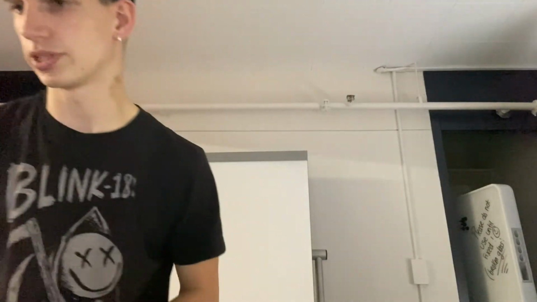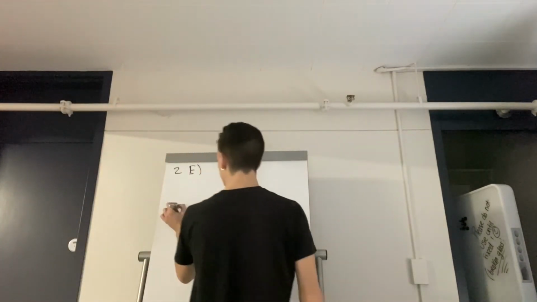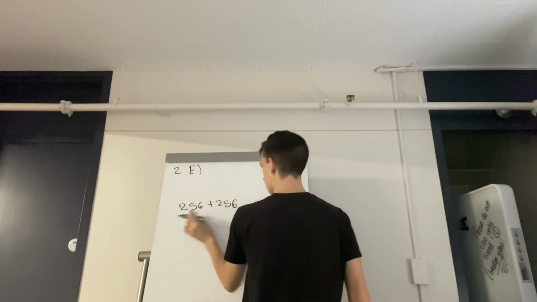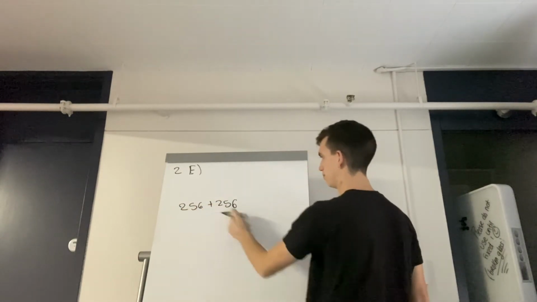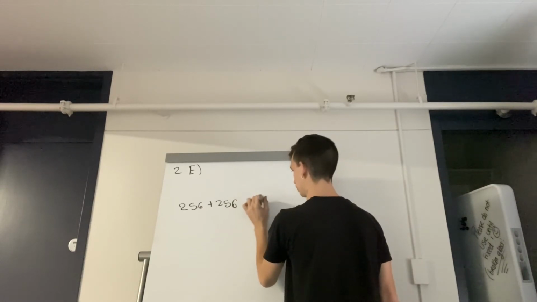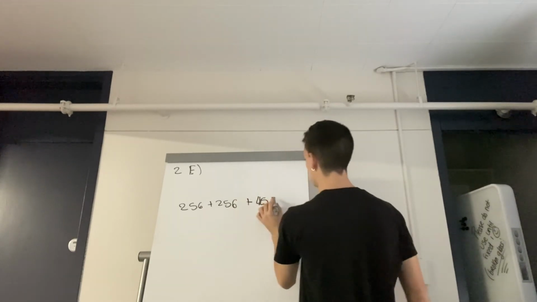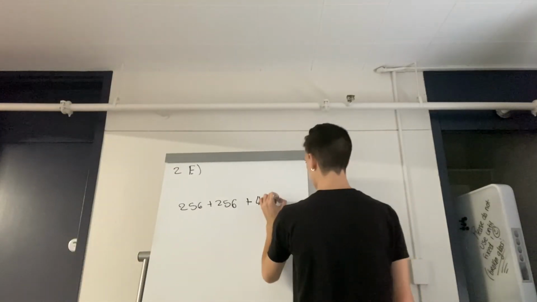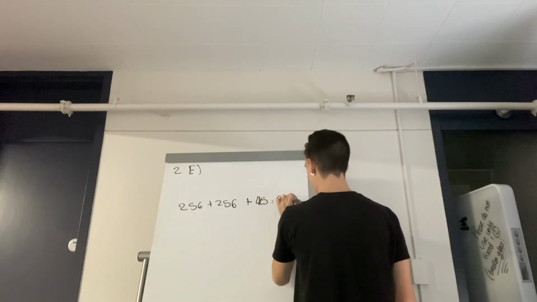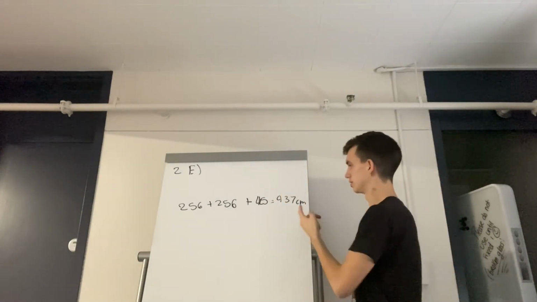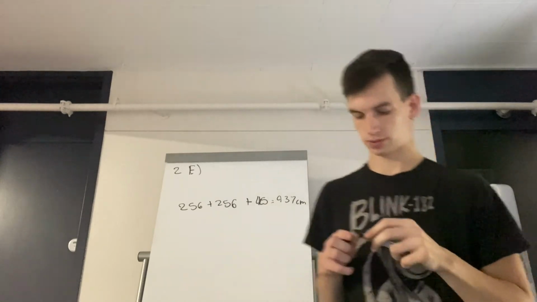Using what I was able to find from the graph, I was then just able to add up the 256 plus 256, because it went forward 256, then it went backward 256 centimeters, and then went forward another 425. And this equals 937 centimeters. So the total distance that the bead traveled is 937 centimeters.